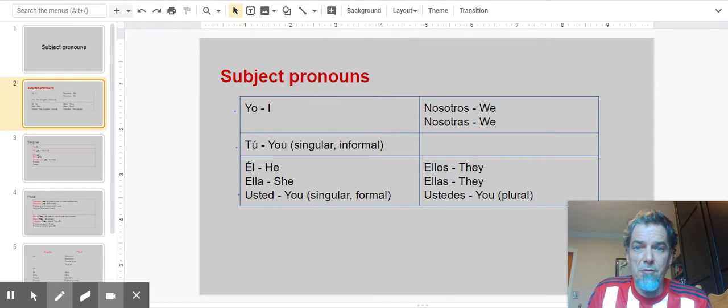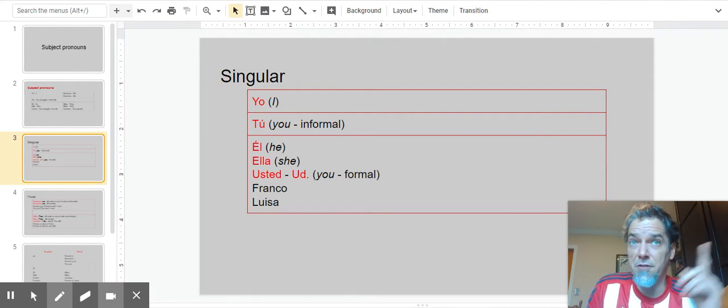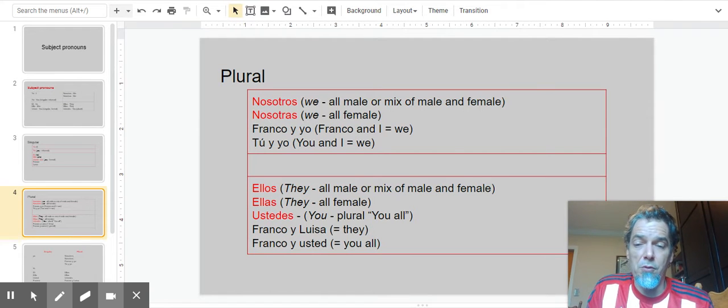Now, these are the subject pronouns. Let's look at some other options. If we're talking about a singular subject, it's pretty clear. You have yo, you have tú, and we looked at our pronouns, él, ella, and usted are all grouped together. But also, instead of using a pronoun, you could say Franco, or you could say Luisa, if you're talking about one person, that guy or that girl. Okay? Now, with plural nouns or plural subjects, we have a few more options. We have two ways of saying we, nosotros and nosotras.